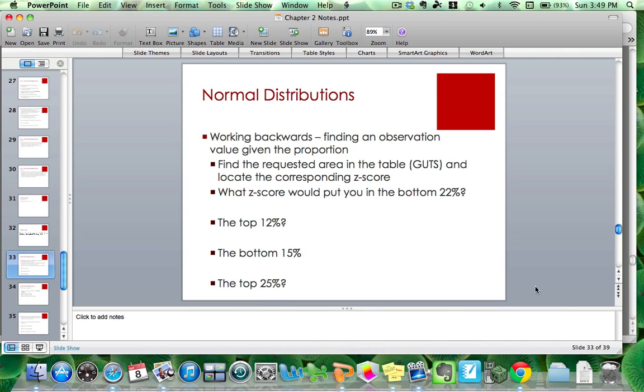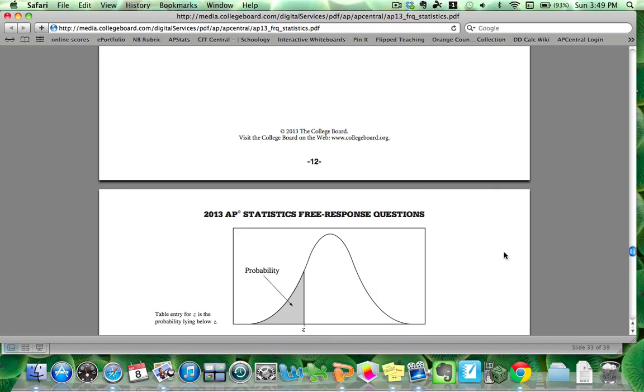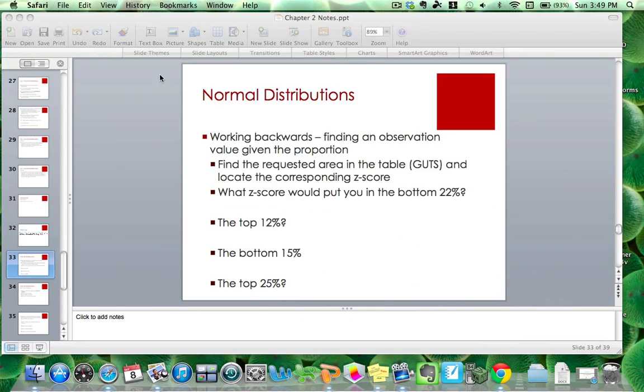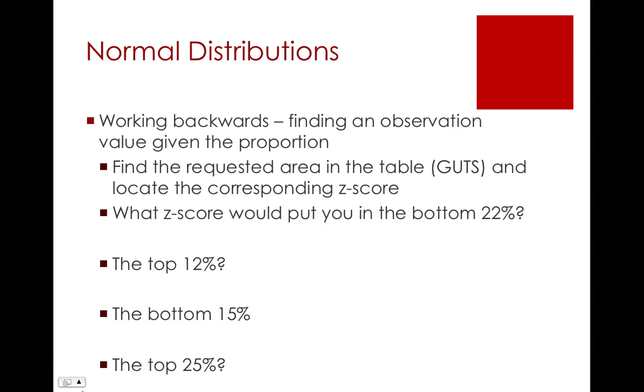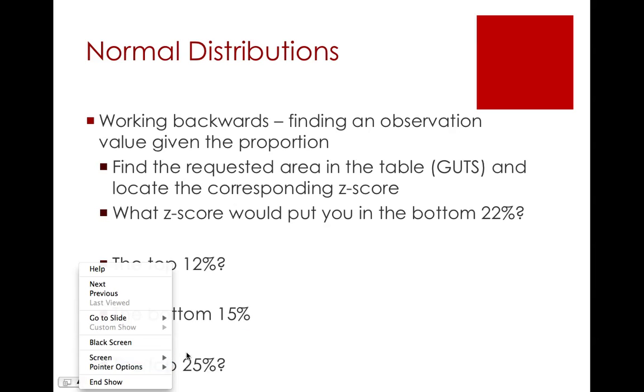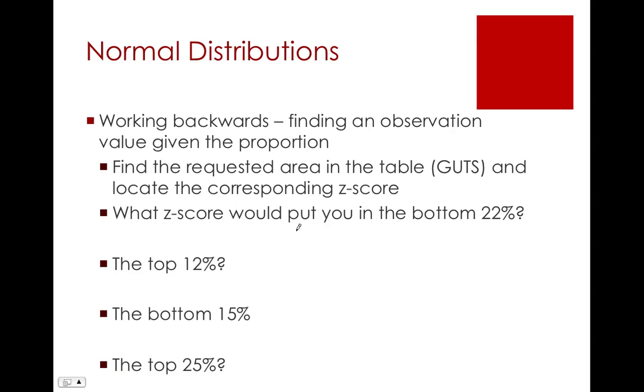So, let me bring back my PowerPoint. And I know that this gives me a z-score of negative 0.77. Okay? So a z-score of negative 0.77 puts me in the bottom 22%. I know without even thinking about it that I should get a negative z-score here because I know that negative z-scores put me below the mean and positive z-scores put me above the mean. So since I'm in the bottom half, I know I'm going to have a negative z-score.